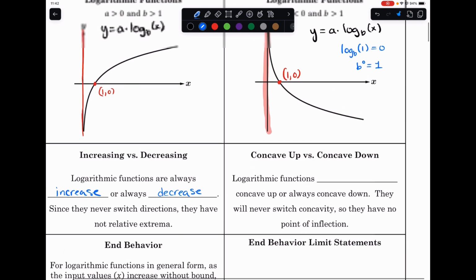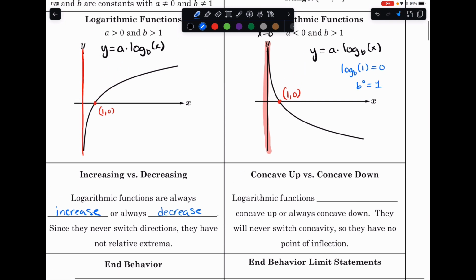So as you see right here, both of these functions are going up and this function is going down. So they're always either going up or they're always going to go down.